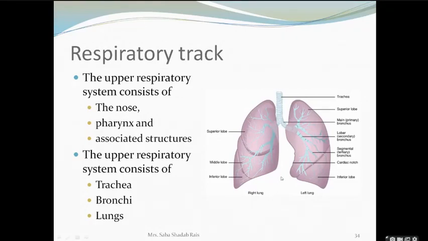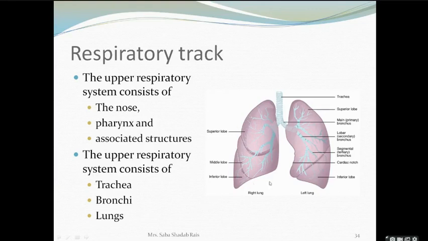See, once again I will tell you about the lobes. The left lung is divided into two lobes, one is the superior, another is the inferior. Between these two lobes, there is one fissure that is called the oblique fissure. The right lung has three lobes: superior lobe, middle lobe, inferior lobe. The superior and middle lobes are divided by the horizontal fissure, and the middle lobe and inferior lobe partition is done by the oblique fissure.